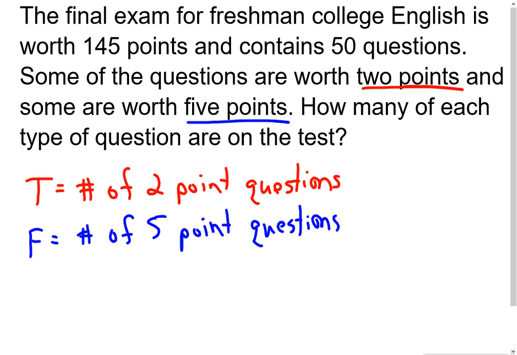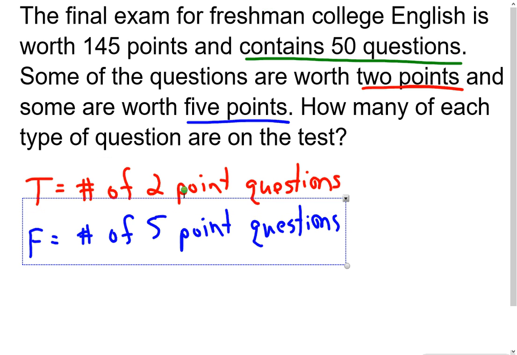I'm going to start with this part where it says the final exam contains 50 questions. There are 50 of them on there. Well, some of them are 2-point questions and some of them are 5-point questions. How would I get to 50 total? Well, I'd have to add those numbers of questions together. So if I knew there were 10 2-point questions and 40 5-point questions, I'd just take 10 plus 40, well, that's 50. Now that's just a little example.